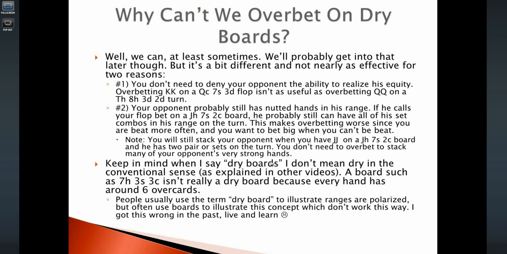When we say a dry board, we usually mean a board like Queen 7-3 Rainbow, because that's a board where when someone's value betting the flop, it's very unlikely they're going to be outdrawn because there just aren't many possible overcards when someone's value betting a range of like Queen King and better. So just be very aware of this concept.